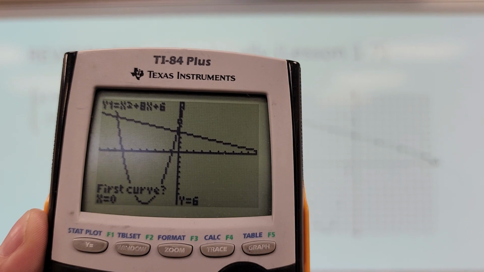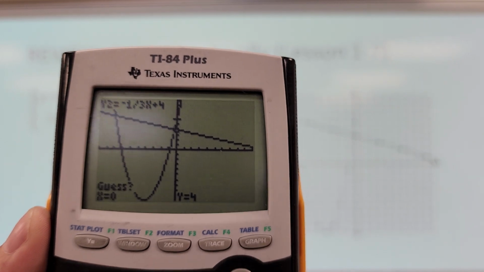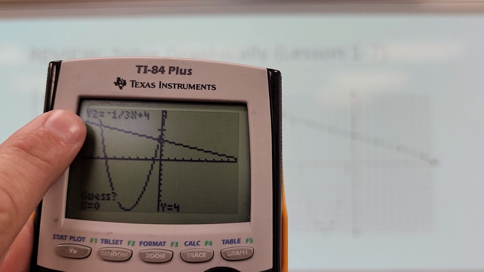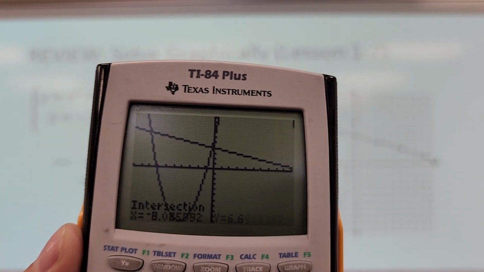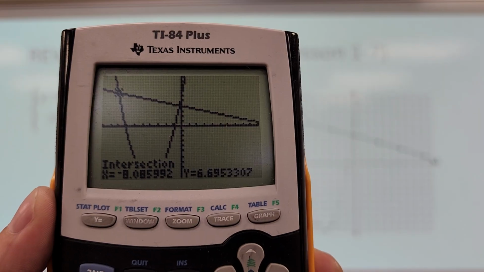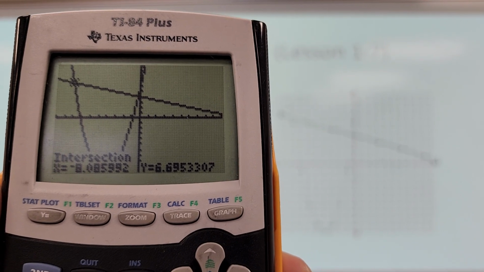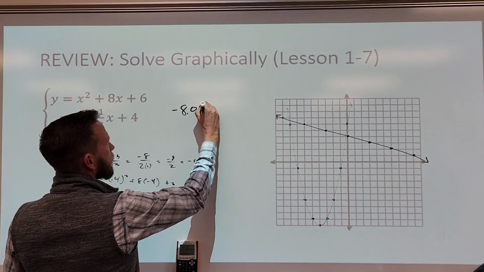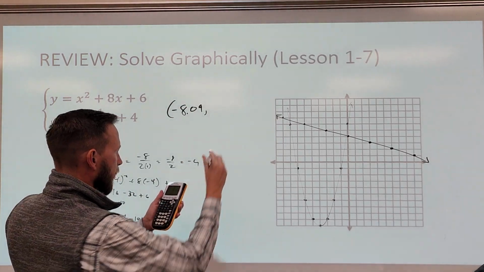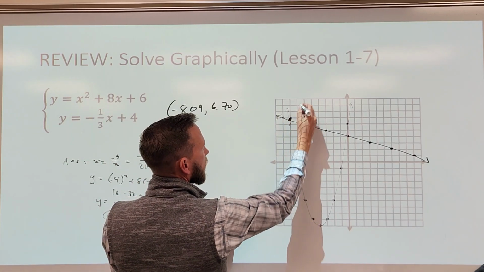We're going to say the first curve is y1, the second curve is y2. Sorry, it's getting out of focus. We're going to guess for this point right out here, which looks like it's at about negative 8. So we guess negative 8, and it tells us that it's real close to negative 8, at negative 8.085992. So we're going to say negative 8.09. And then the y value there was 6.70. And so that's going to be about this point right here.